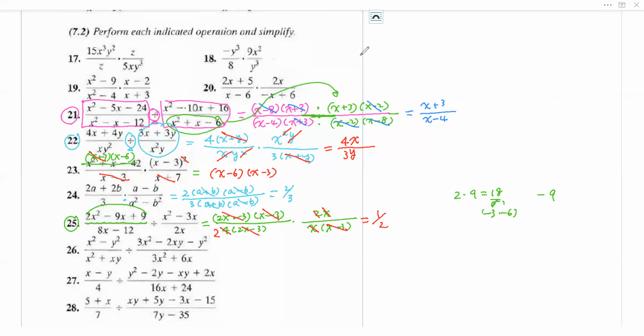Anyone? Max, what's your answer for the 25? I got half. Okay, same. All right, let me see anyone here, same. Okay, someone put it in the chat. That's good. If you didn't pronounce it, put it in the chat, that's a good idea. Let's move on, 26.